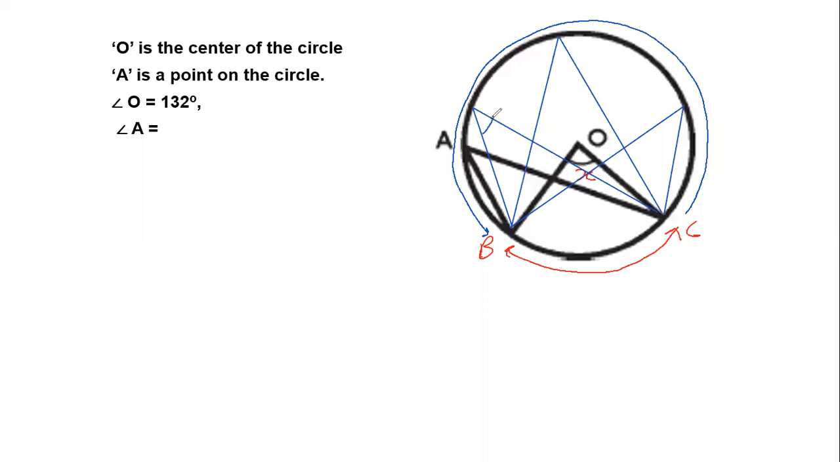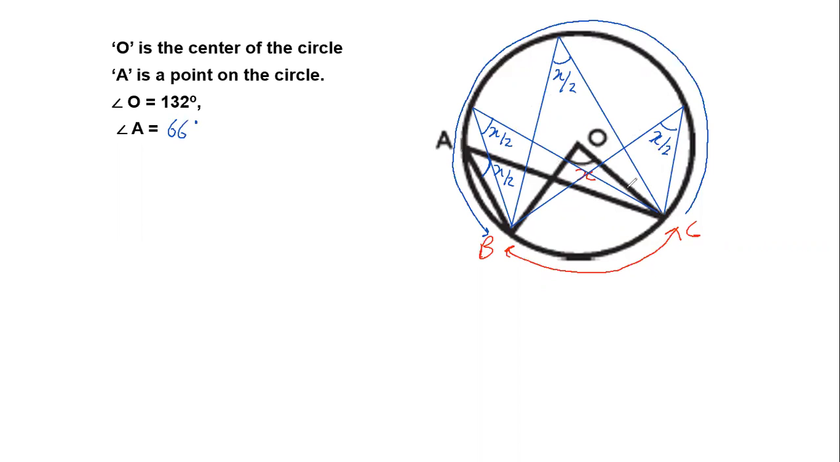So that's a very important property for a circle. If an arc subtends an angle of x at the center, the angle subtended at any other point on the remaining arc will always be half of it. So based on this, if angle O is 132 degrees, angle A will be half of angle O, that is 66 degrees.